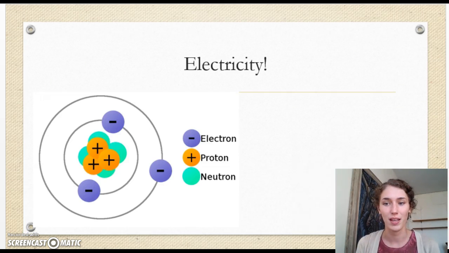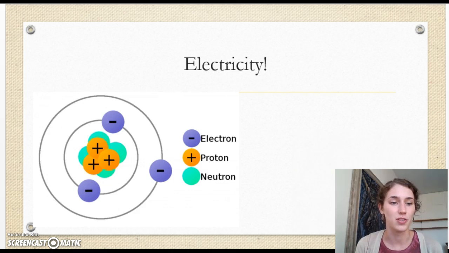So, what is electricity? We have it all around us. We are very dependent upon electricity. But how do we even define electricity? So we first must look at the atom.